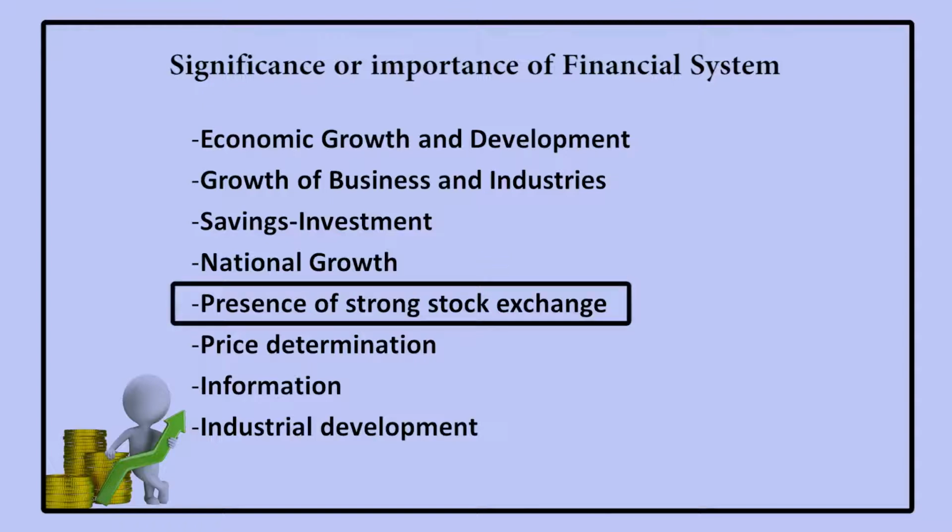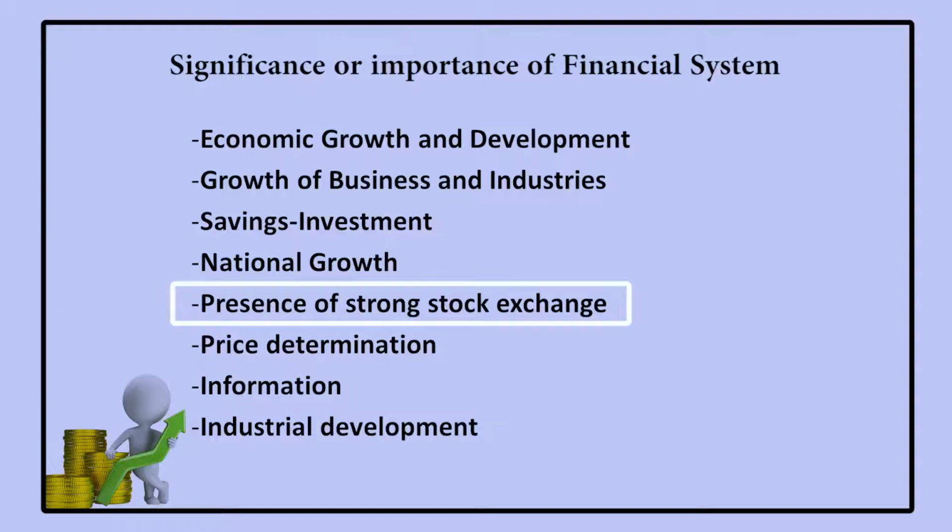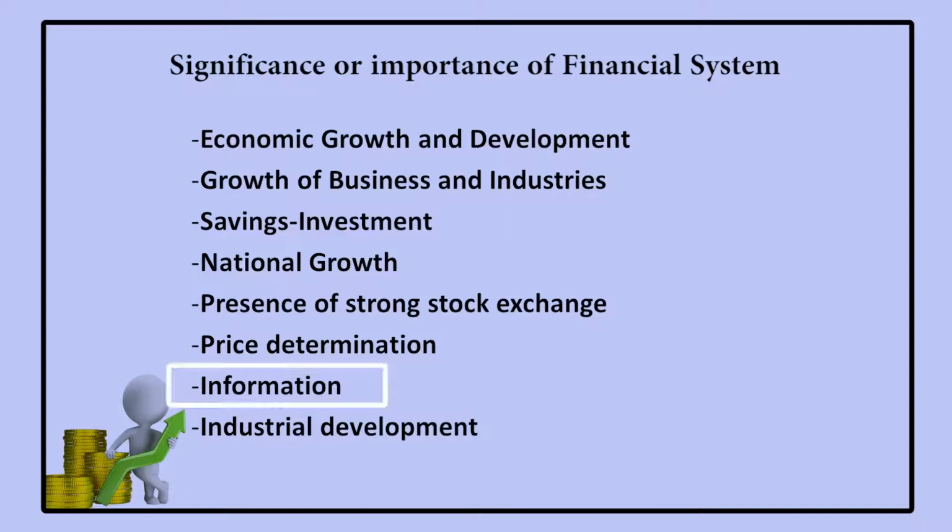Next is the presence of a stock exchange. We know that stock exchanges are part of the financial system of a country. With the help of different types of investment, stock exchanges attract different companies to list their shares. Next is price determination. The financial system enables a situation where we can determine prices with the help of buyers and sellers.